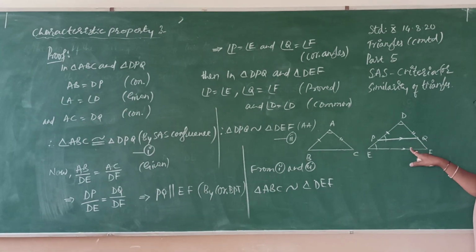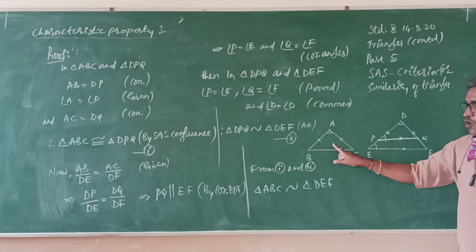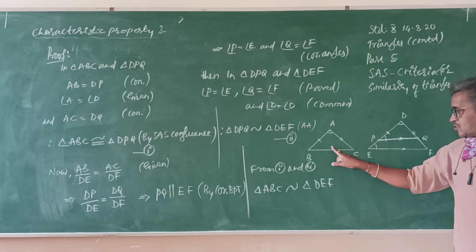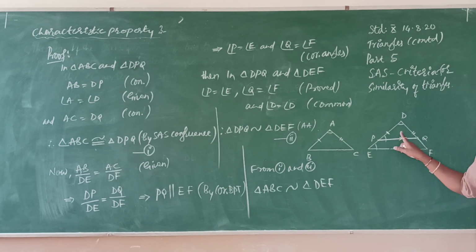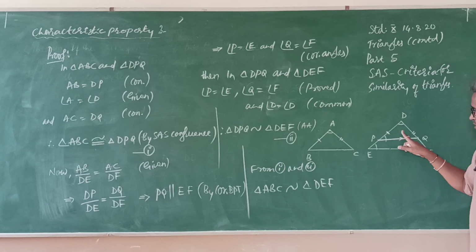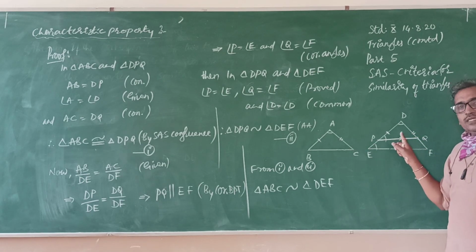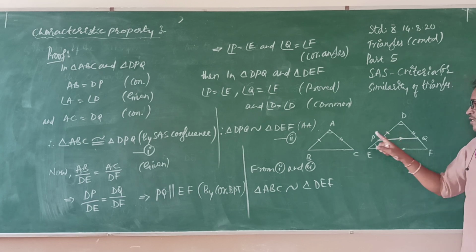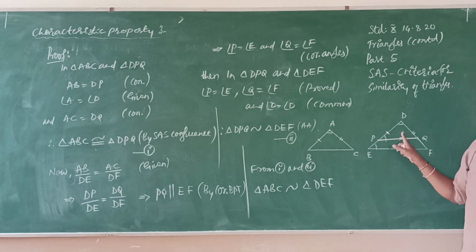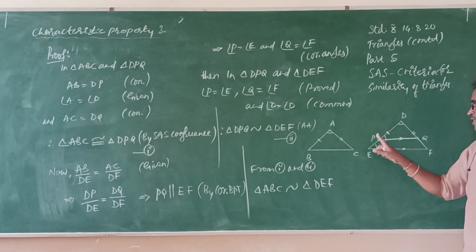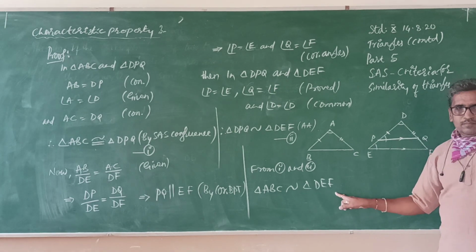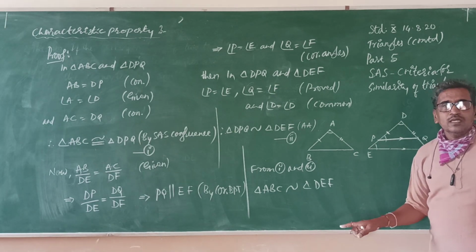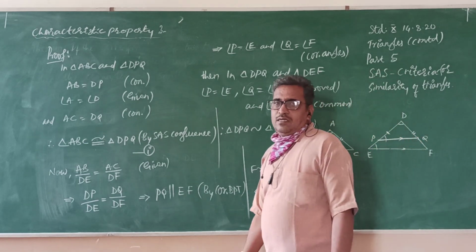This triangle is congruent to the small triangle, and the small triangle is similar to the bigger triangle. Congruent triangles are always similar. So by the help of the axiom, you can tell ABC and DEF are similar. This criterion is said to be the SAS criterion.